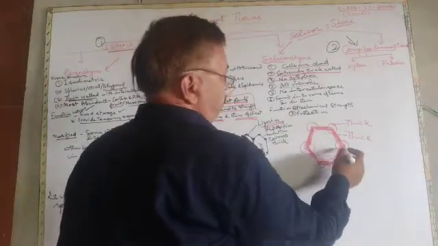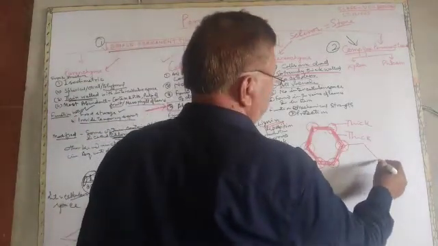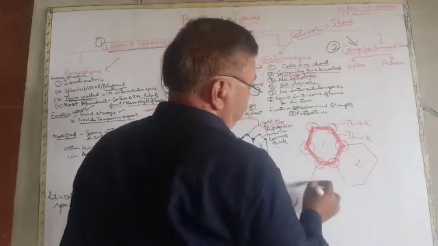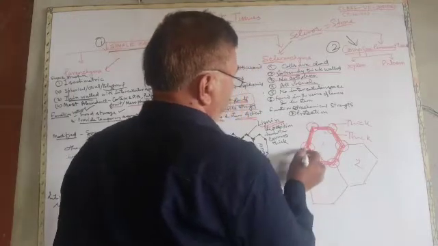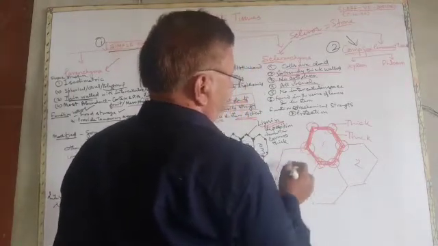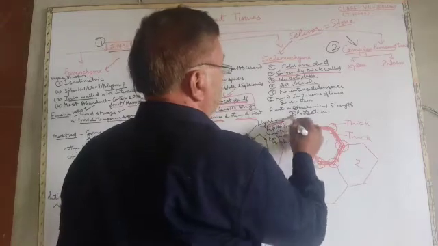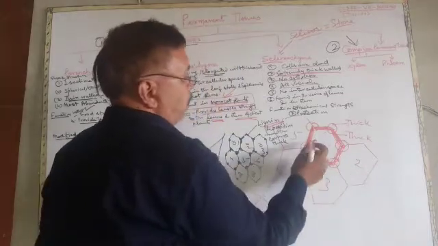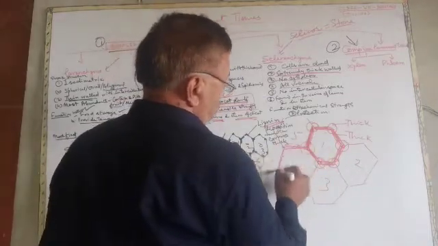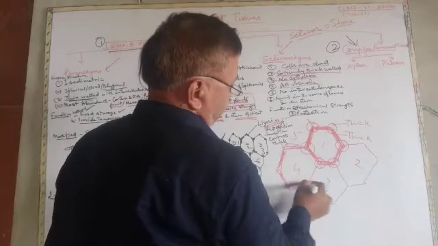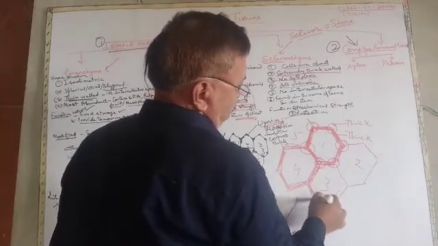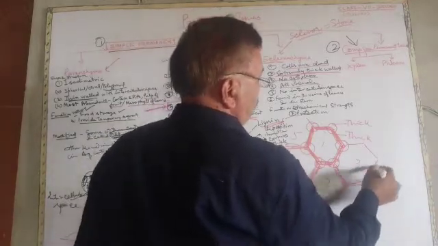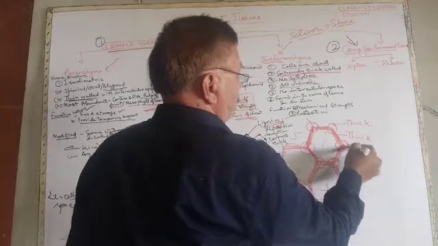In between, suppose this is one cell, another cell will be like this. So this is cell number 1, this is cell number 2, and the other cells you see this way: 1, 2, 3, 4, 5. You see all these cells are very thick walled. These walls are very thick. Can you see?